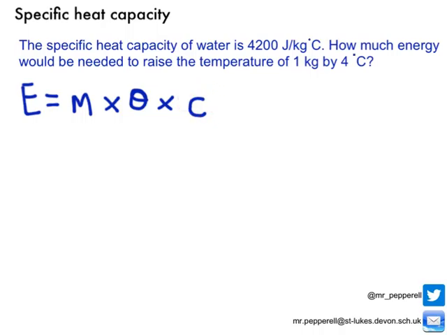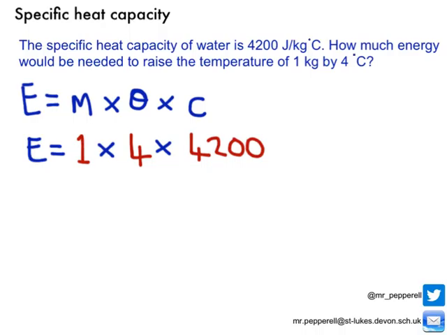The next thing I do is substitute in my values. So my mass of the object is 1 kilogram. My change in temperature is 4 degrees centigrade, and my specific heat capacity given by C here is 4,200. And when I carry out that equation, I found out that the energy I need is actually 16,800 joules.